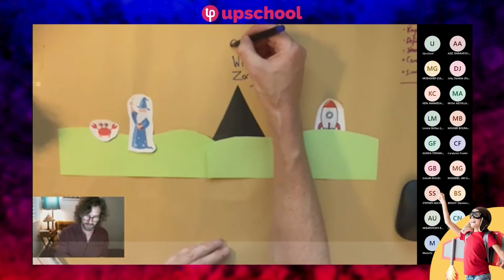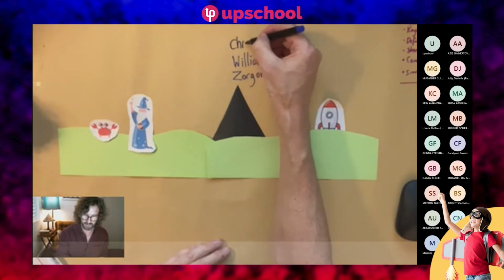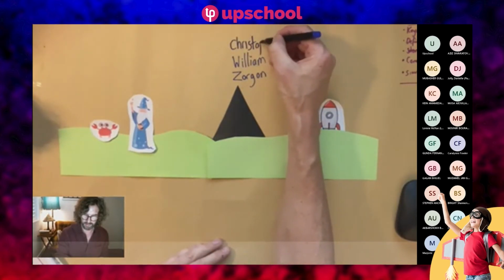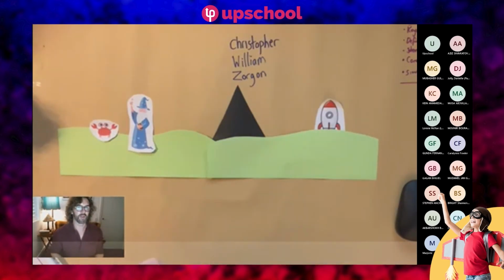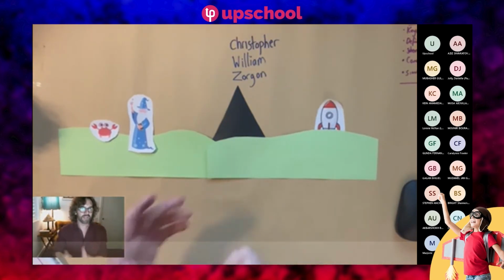And I'm going to write down his name for you, so you can see it. This is Christopher the Crab. Wow, isn't he cute? Christopher the Crab turned up out of nowhere. This is amazing. Now we are into section number 3.